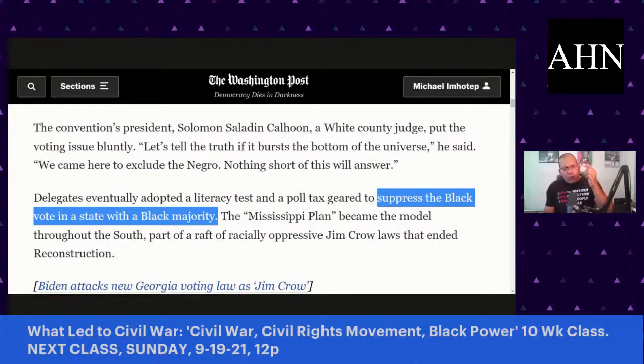South Carolina is going to do the same thing in 1895 with their state constitution, Louisiana 1898, Alabama 1901. And they're imposing poll taxes, literacy tests, in some cases property, stipulating that you have to own property to be able to vote, etc., to lock African Americans out of voting.